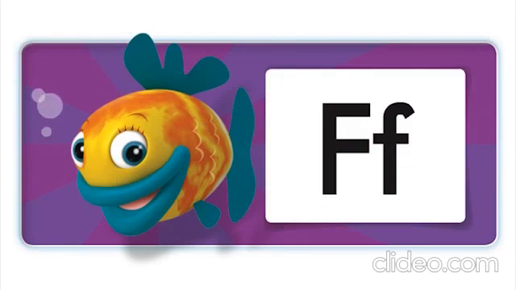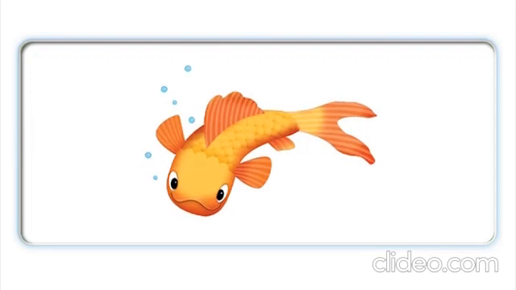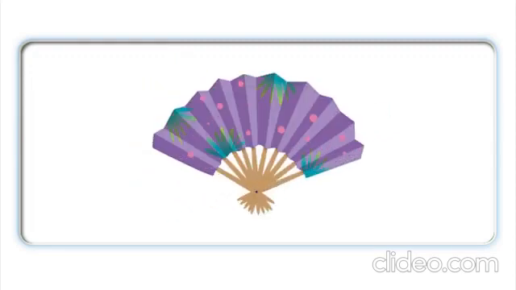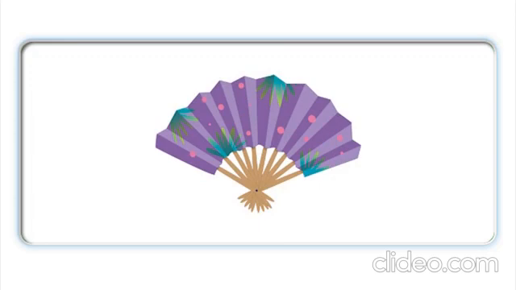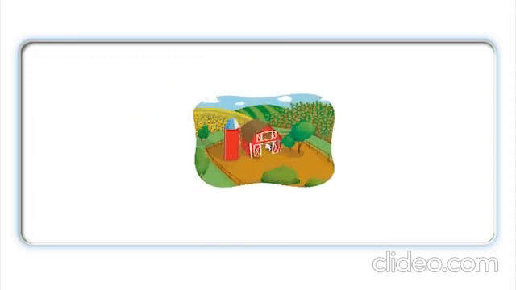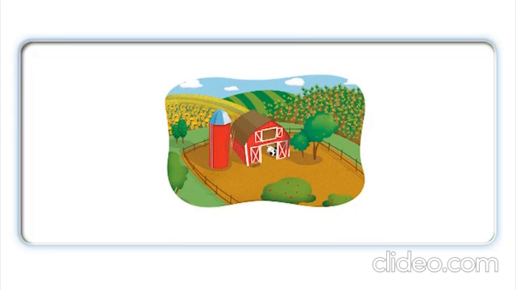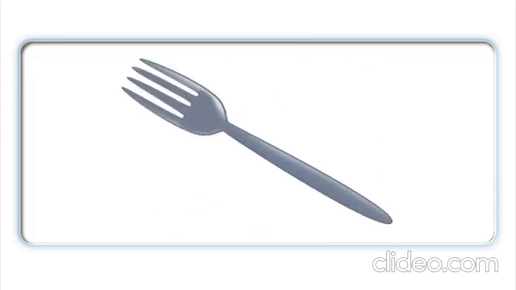F, f, funny fish. What's the beginning sound? F. What letter is this? F. Fish. Fan. Farm. Fork.